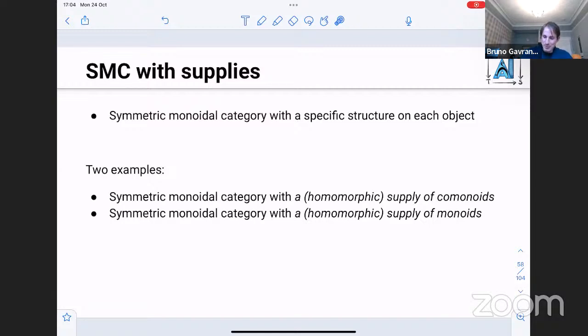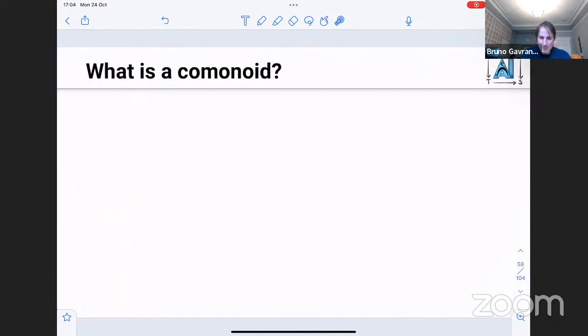So the two examples we're going to study are the supply of comonoids and monoids. Really, we're going to focus mainly on this one for reasons that I'm going to explain now. But before I start that, I'm just going to briefly recall what a comonoid is.